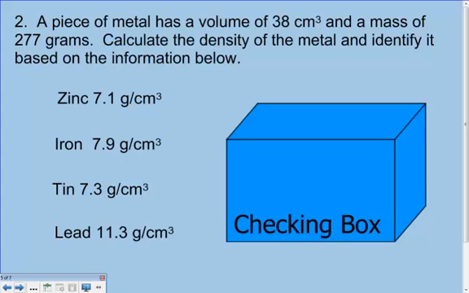Second problem: a piece of metal has a volume of 38 centimeters cubed. It's centimeters cubed because it's regularly shaped, length, width, and height in centimeters. It has a mass of 277 grams. Calculate the density of the metal and identify it based on the information below. So let's see. Calculate that density. Then in class, you'd be able to move these zinc, iron, tin, and lead around into the checking box to see if you got it right, but I'll leave that to in class. Go ahead and calculate the density, and we'll figure out which exact metal it is.